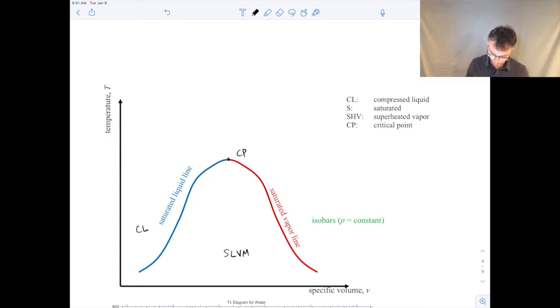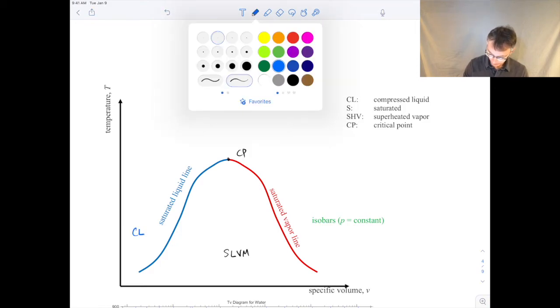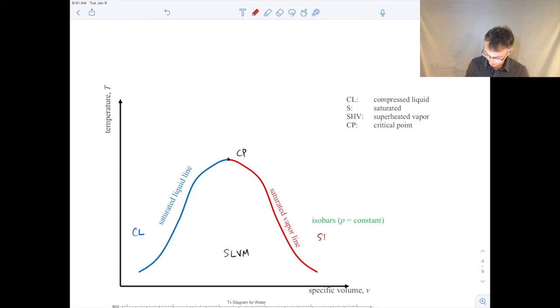This is the compressed liquid. This is the, let me change the colors. So this is compressed liquid. This is the superheated vapor over there. And then I'm going to draw an isobar on this plot.